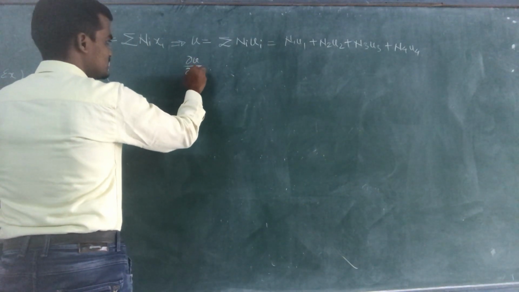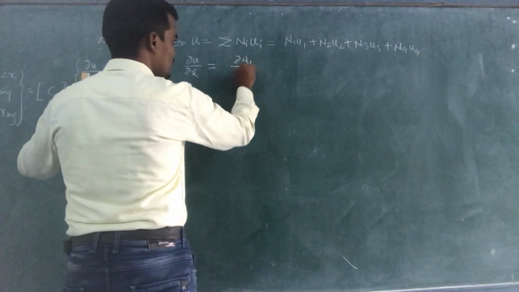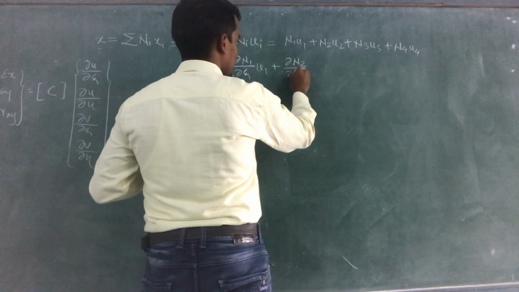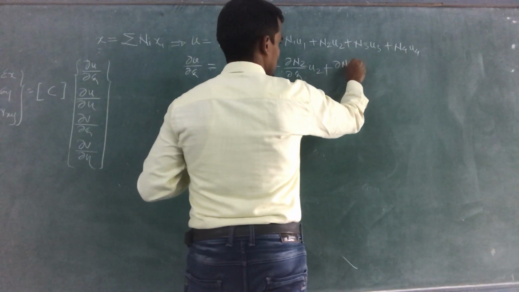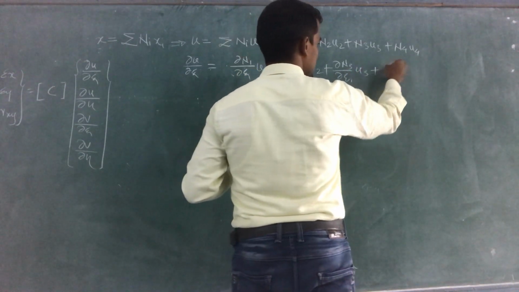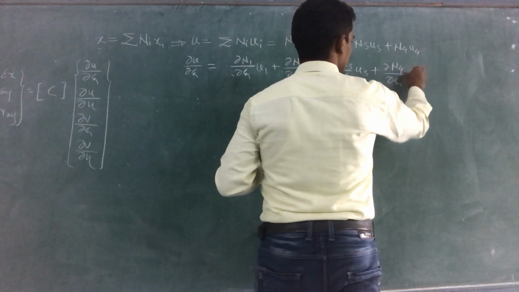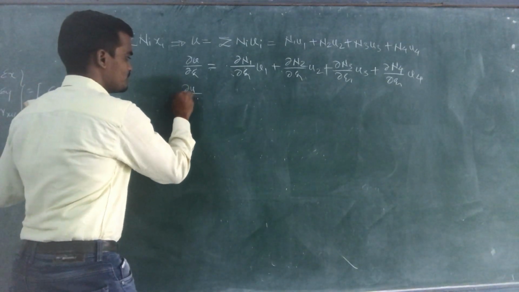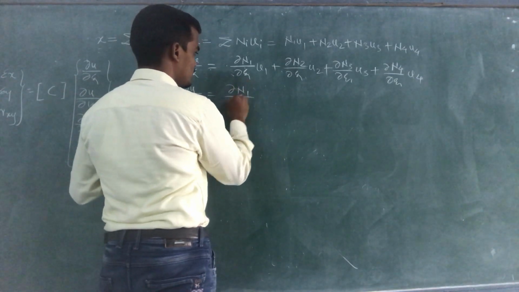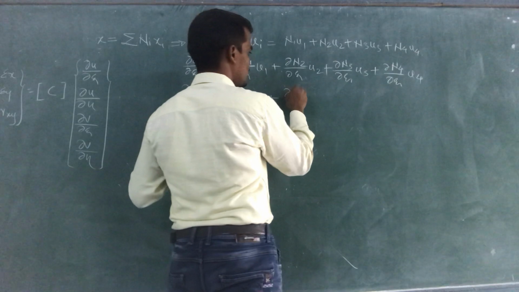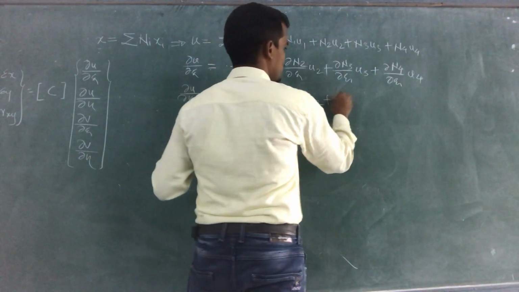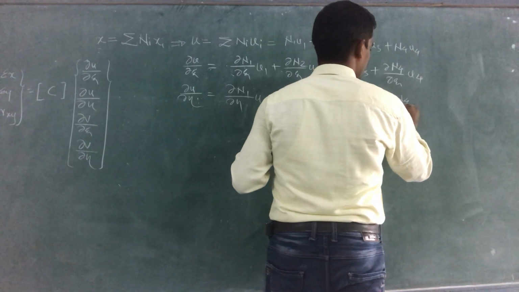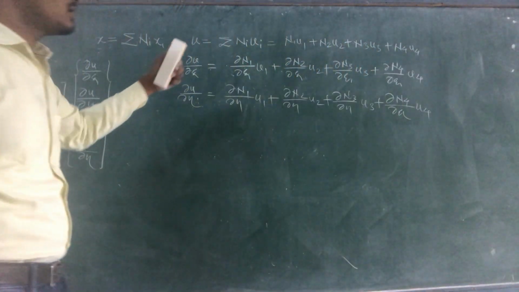So del u by del zeta will become del N1 by del zeta into u1 plus del N2 by del zeta into u2 plus del N3 by del zeta into u3 plus del N4 by del zeta into u4. Similarly, with respect to eta, del u by del eta is nothing but del N1 by del eta u1 plus del N2 by del eta u2 plus del N3 by del eta u3 plus del N4 by del eta u4. Okay, this is for the u terms.